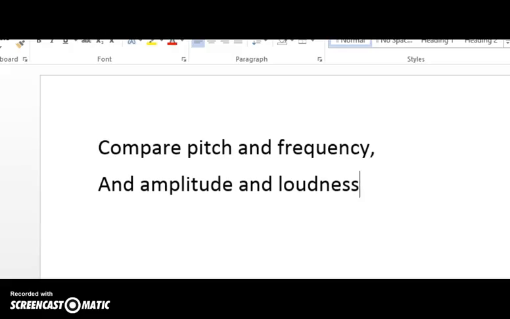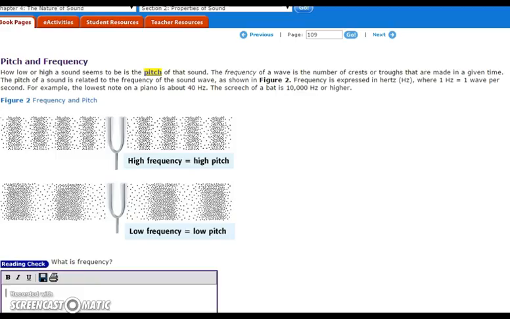Okay, moving on. We will look at objective number 3, which is compare pitch and frequency, and also compare amplitude and loudness. So, the first part of this objective is pitch. I think we've all heard of pitch. There is high pitch and low pitch. So high pitch is the screeching kind of sound, and low pitch is the more bass kind of sound. I guess bass and treble would also be good ways to look at this. We measure them in hertz.